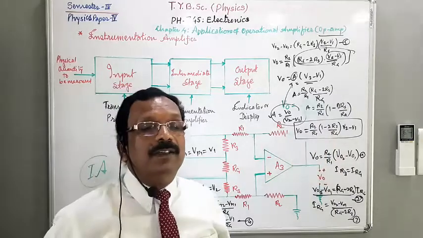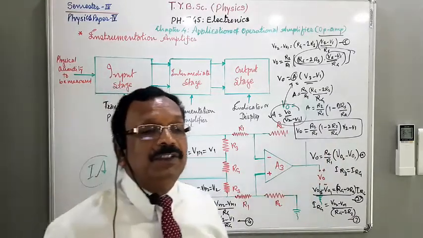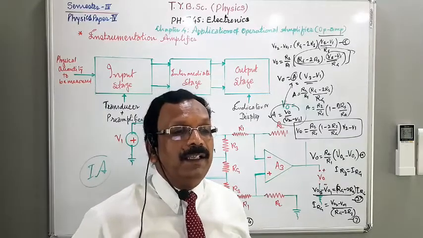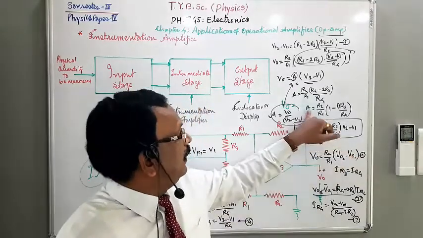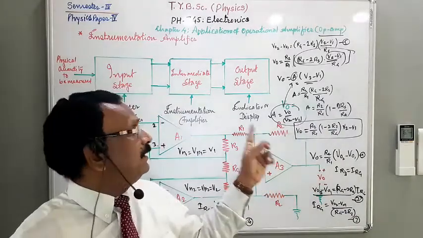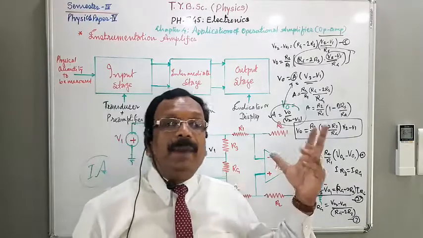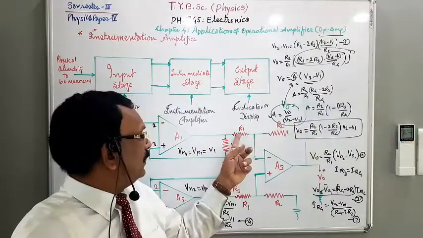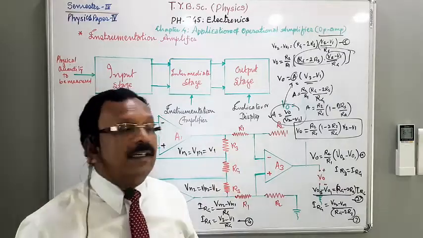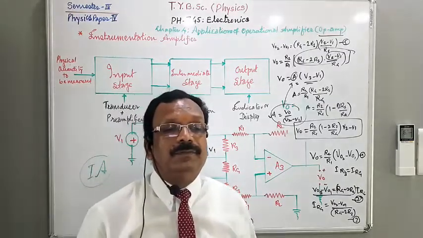This is the output of this instrumentation amplifier. Here A is the gain, contributed from the first and second stage. Gain A depends on external resistance, like R1, R2 and R3.